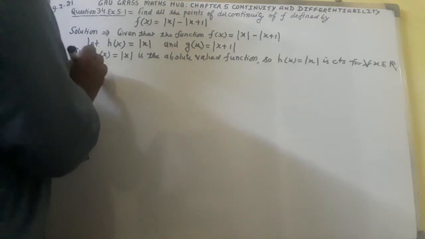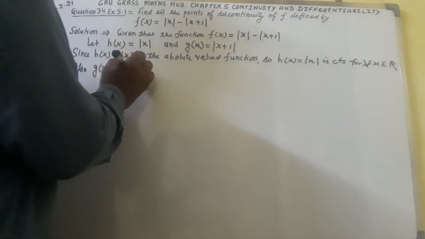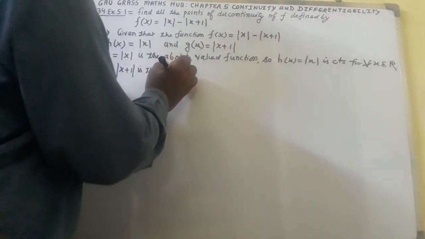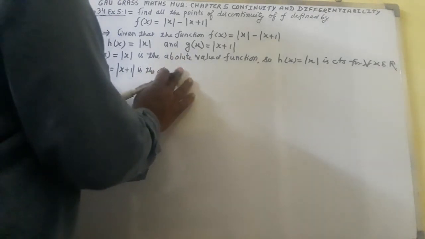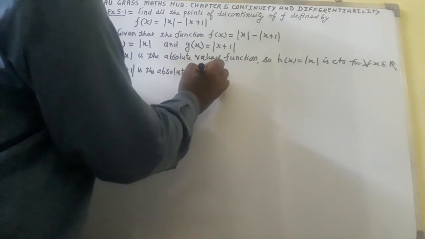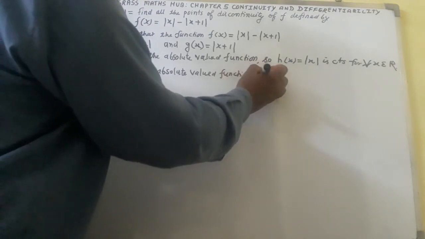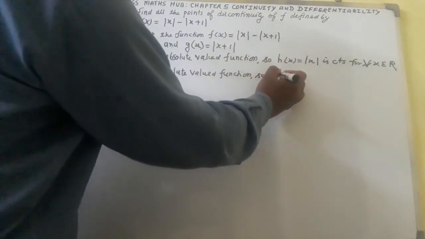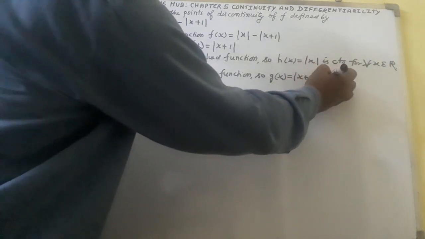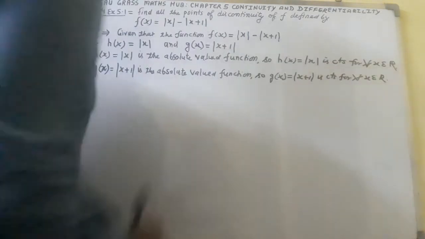Also g of x is equal to mod x plus 1 is the absolute valued function, so g of x is equal to mod x plus 1 is continuous for all x belong to set of real number.